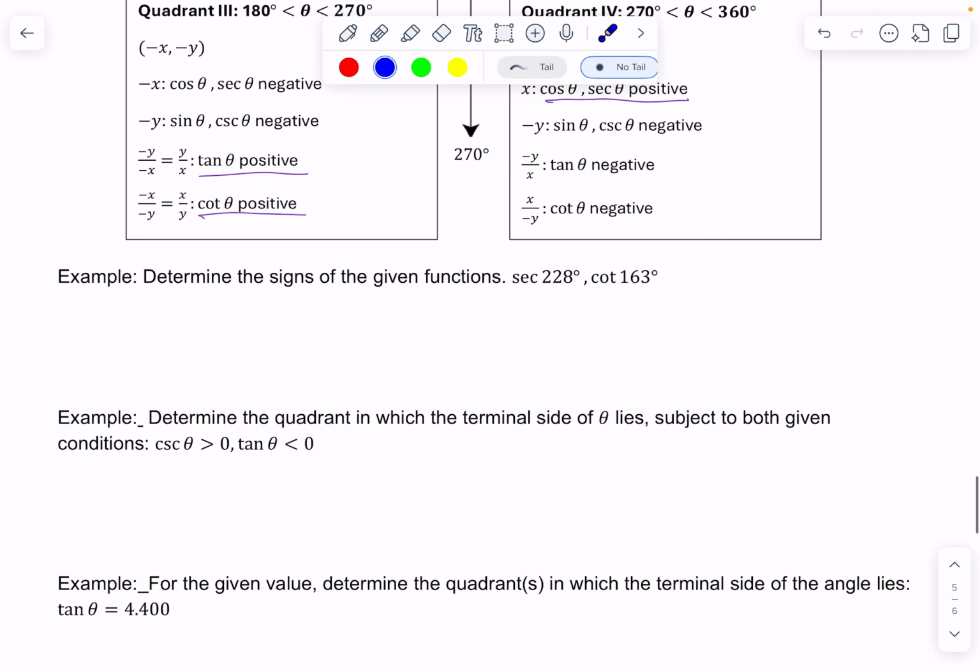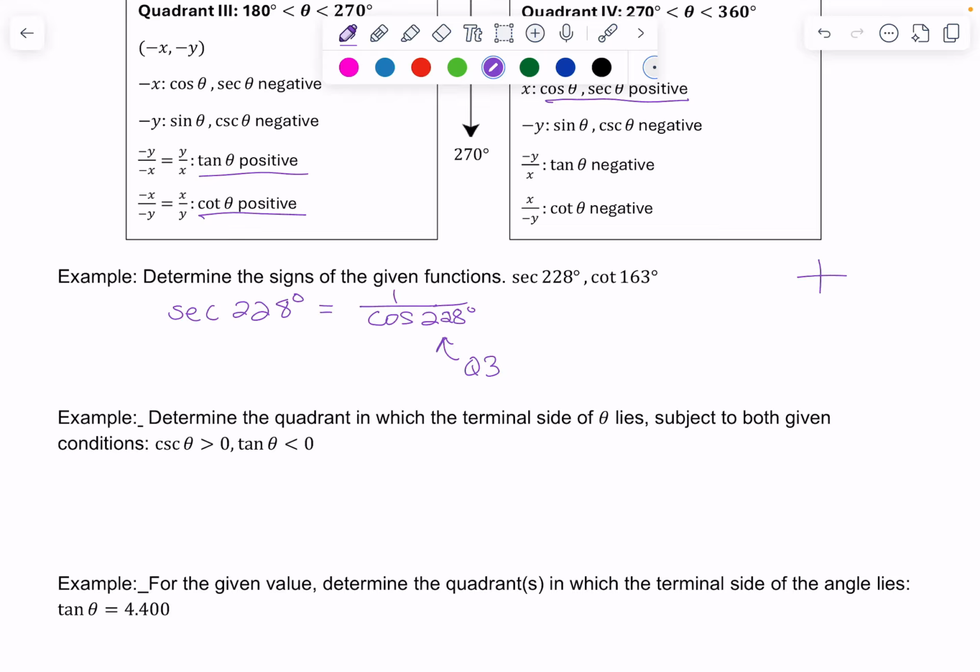So let's take a look at an application of that. Determine the signs of the trig functions here. So we have secant of 228 degrees. That's equal to 1 over cosine of 228. All right. So cosine of 228 degrees is in quadrant 3. And as I think of all students take calculus, what I know is that for cosine, I'm positive in the first quadrant, and I'm also positive in the fourth quadrant. That means I'm negative in these ones. And so this is less than 0, or if you want to say, negative.